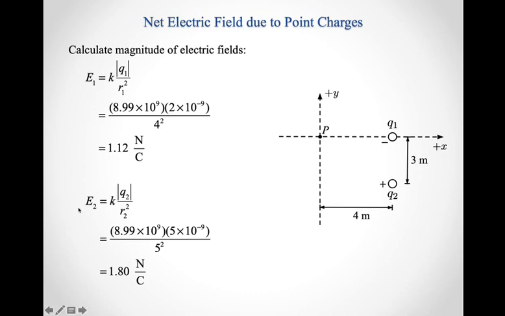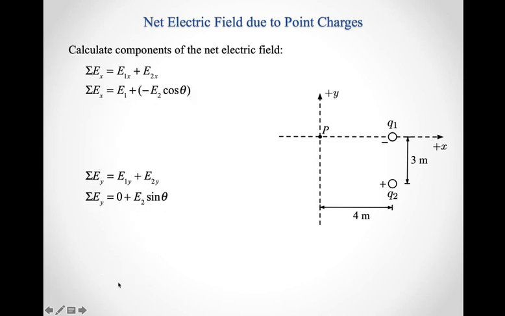E2, again the magnitude of the electric field contribution from particle 2, is K magnitude of Q2 over R2 squared. So my 8.99 times 10 to the 9th, that's still K. Q2 is 5 times 10 to the minus 9 with its absolute value. The distance from particle 2 to point P, that's 5 meters, 5 squared, and so I get that that's 1.8 newtons per coulomb. So now that I know E1 and E2, simple enough to come back to my two equations and plug those values in for the magnitudes.